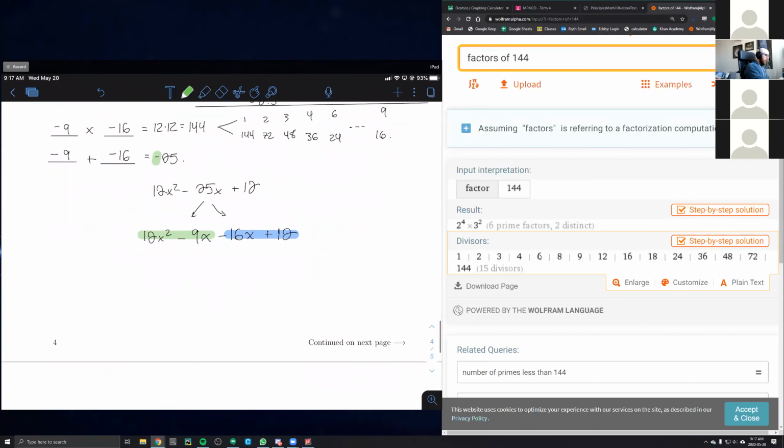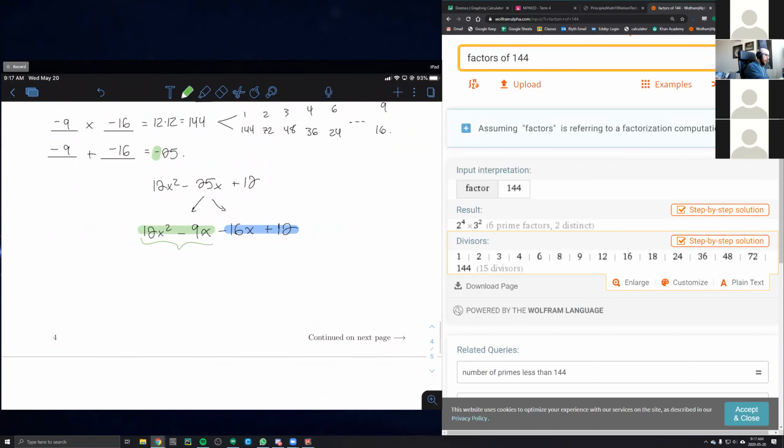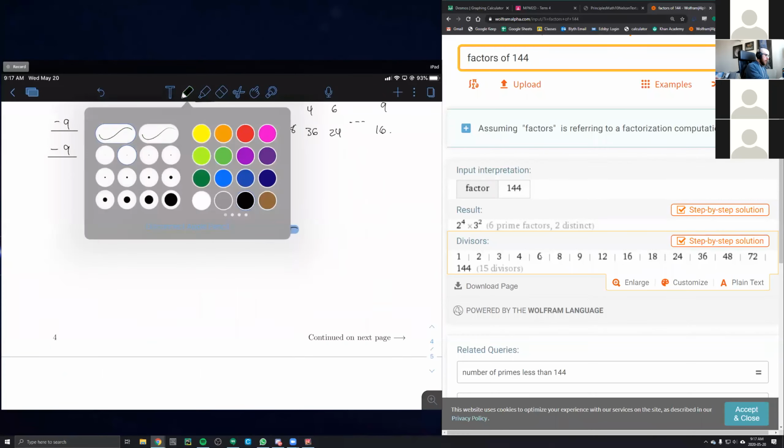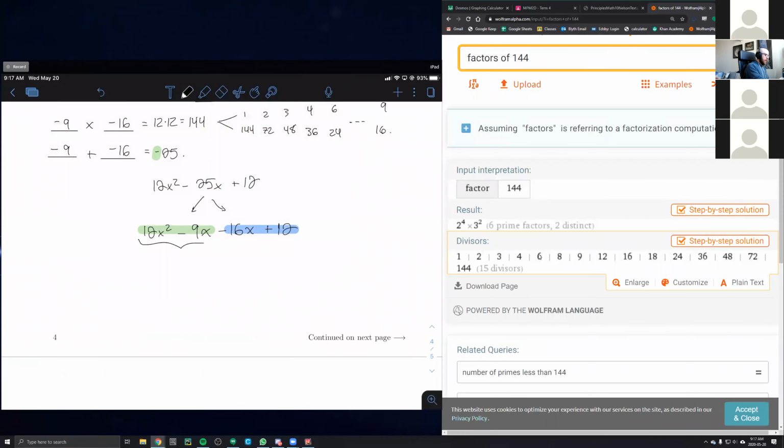So I noticed that in my first two terms, I can definitely factor out an x. And I notice that both 12 and 9 are divisible by 3. So I can factor out a 3x. And when I do that, I'm going to be left with 4x minus 3.